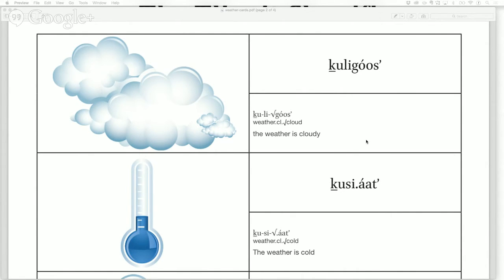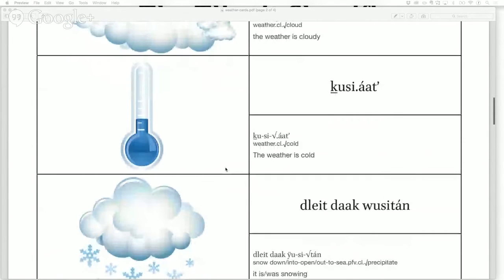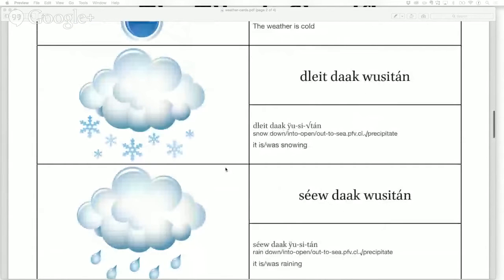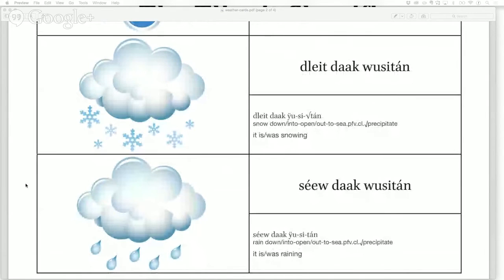Yatayihin, cold water and hot water. So now we're getting into the precipitation.